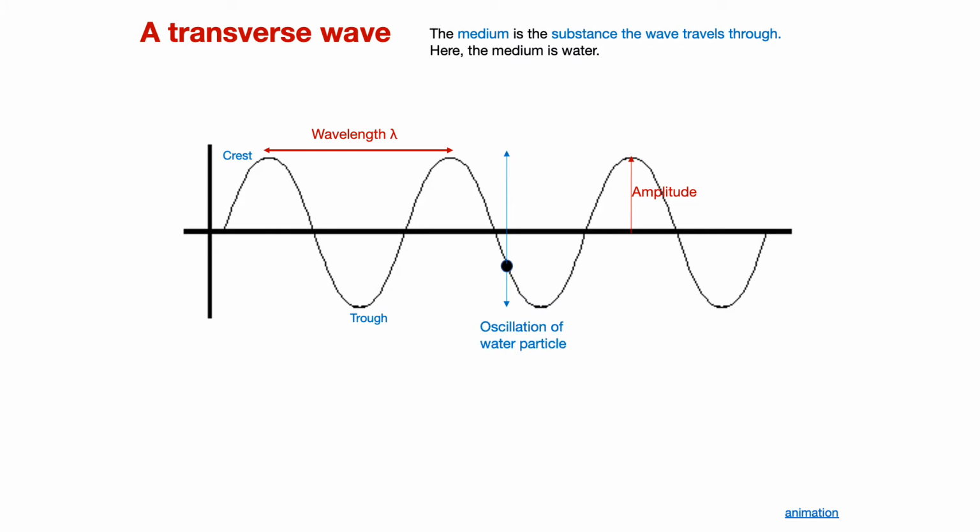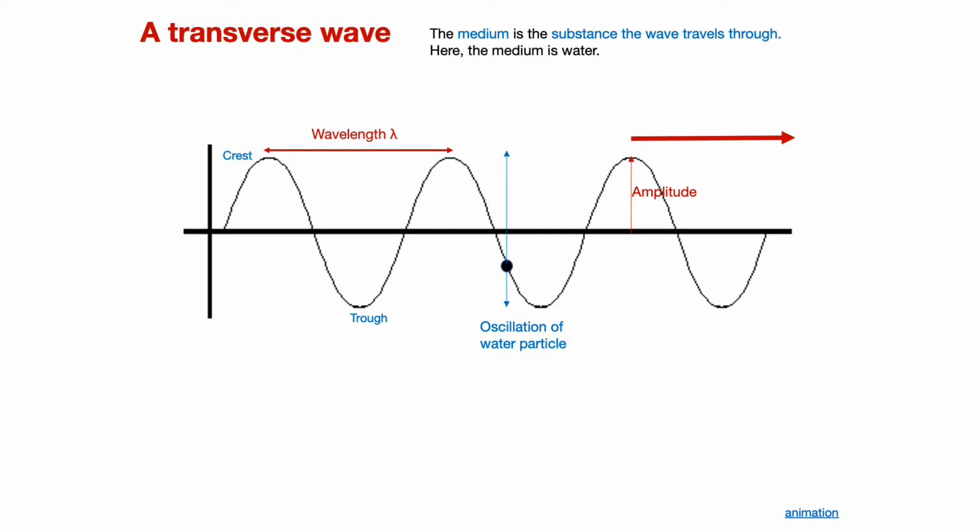In fact, the water particles go up as high as the top of the crest, and they then come back down, and they go as low as the trough, and then they repeat that motion over and over again. And that repeated to and fro movement is called an oscillation of the water particle. So we've got a strange situation in the transverse wave, whereby the wave itself is moving to the right, but the particles of the medium of the wave, the substance the wave is moving through, are oscillating up and down.